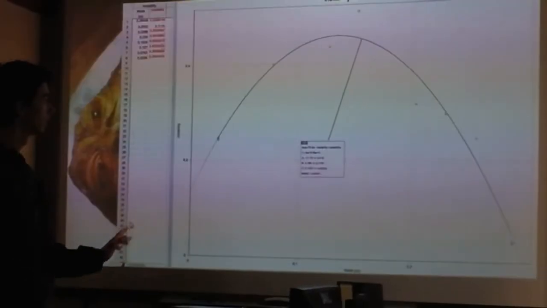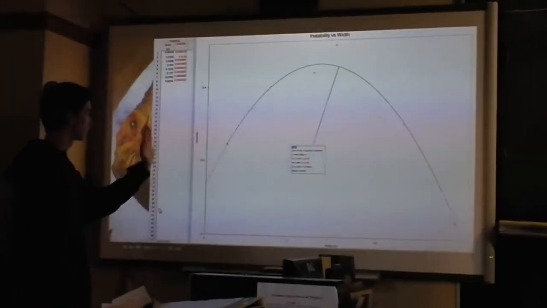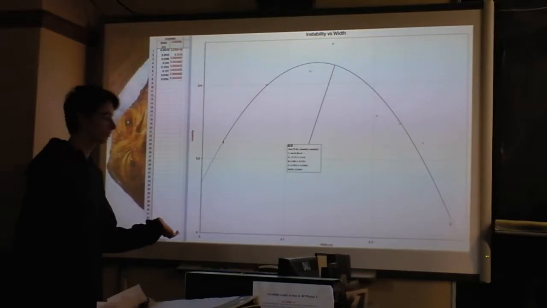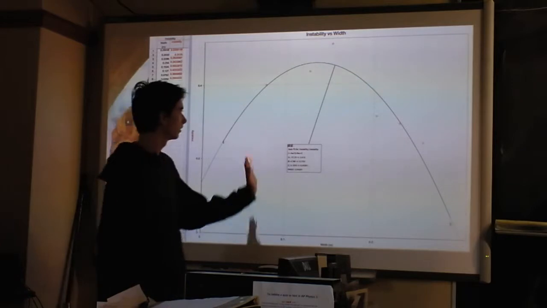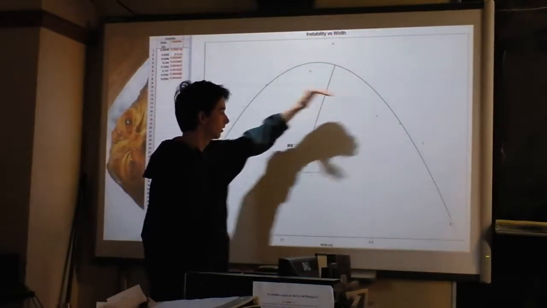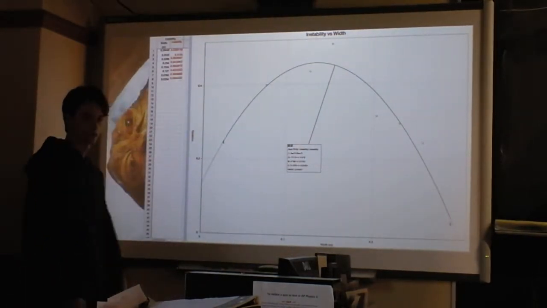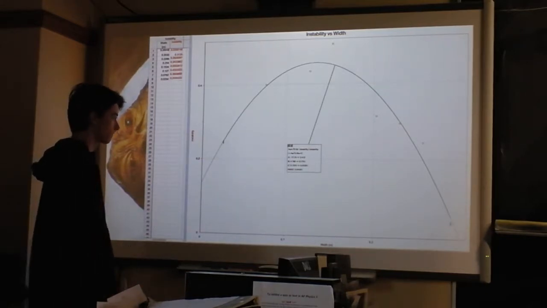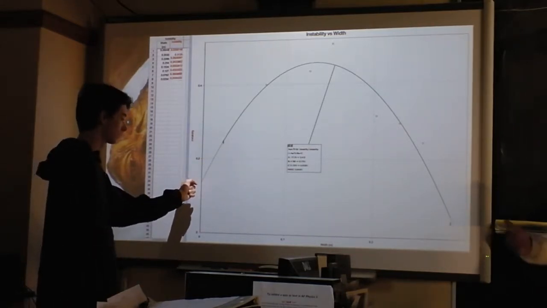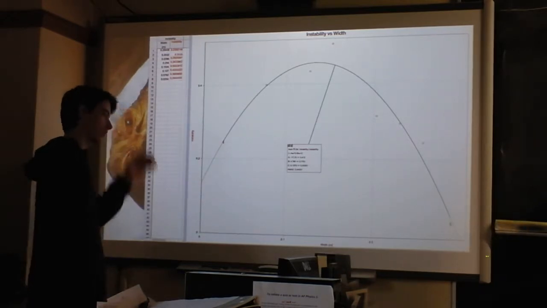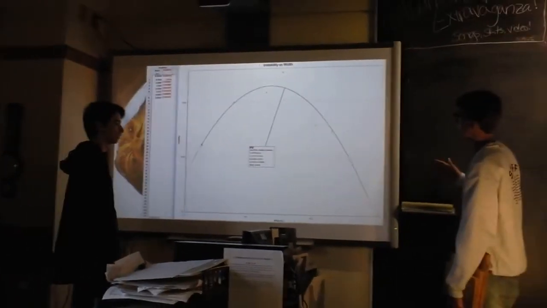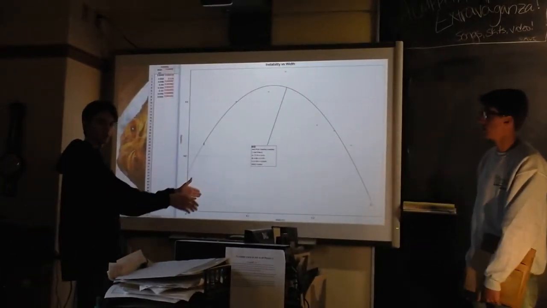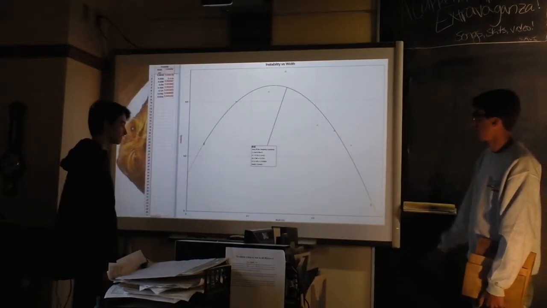And then this is just graphed width against instability, and as the width approached this value, the instability peaked. We found that it wasn't necessarily the ratio, but the width, and this value is between height and length.